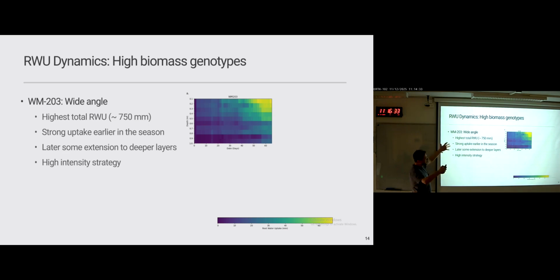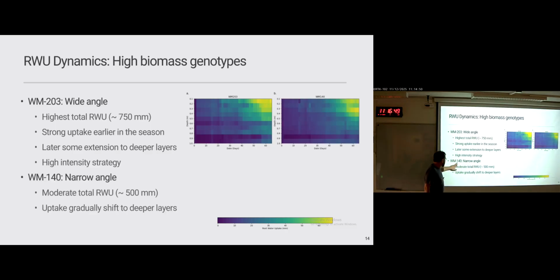And this is the main thing that we can see here. When we compare this genotype to the other genotypes, this genotype shows really high intensity. So it takes up a lot of water. The next genotype, with high biomass and narrow root angle, is WL140, and the total water uptake was just 500 millimeter for the whole season. So quite a big difference.